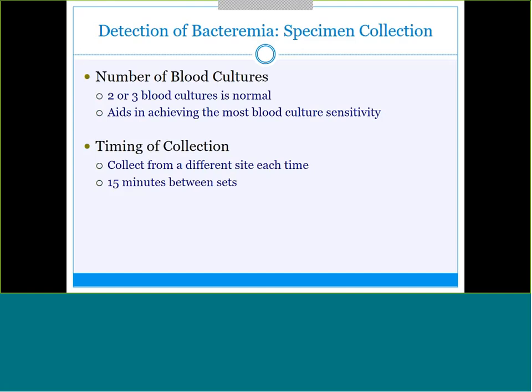About 15 minutes later, you're going to go and collect the next set, and you're going to take it from a different spot. So if you collect it from the right antecubital the first time, then go to the left arm and collect from there the second time for the second set. So that's really crucial to make sure that you have the 15 minutes between each and to make sure you're drawing in a different spot. And the reason that we order different sets of cultures and do it this way is to try to increase the sensitivity of detecting bacteria that might be present.